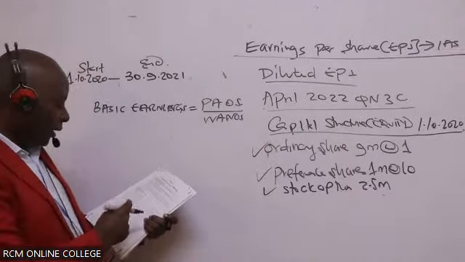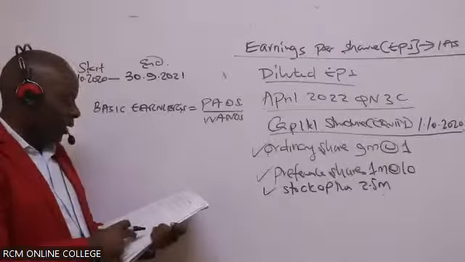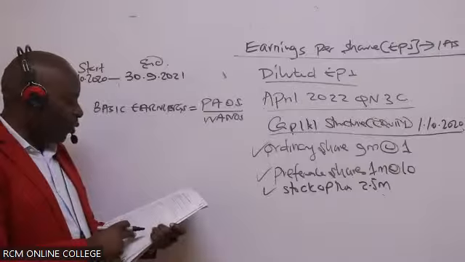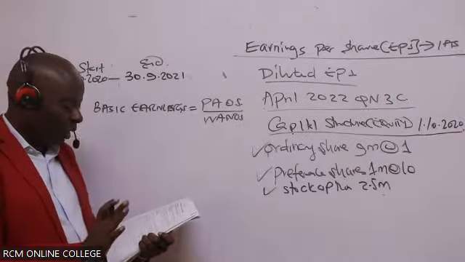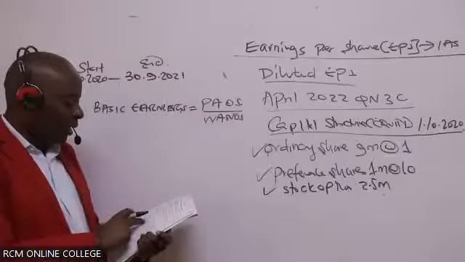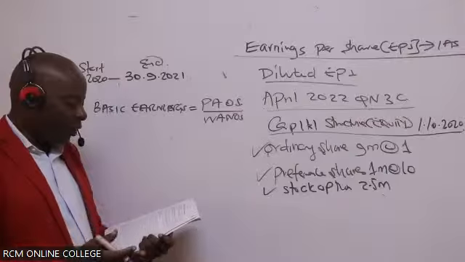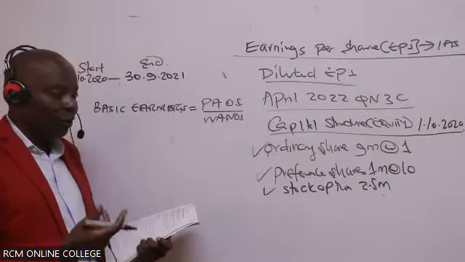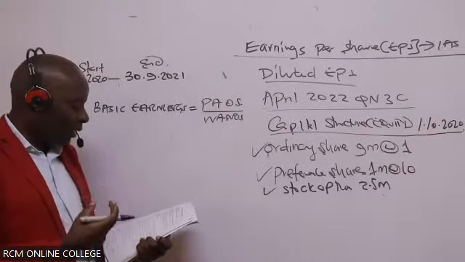In this year that they want us to calculate the basic earnings per share, they gave us the profits here. They've told us in the second paragraph, as at that date, R Limited also had in issue 2.5 million stock options. These options are exercisable at 1.5 per share. The average fair value per ordinary share during the year ended 30th September 2021 was 2. This will not affect us in the basic EPS.